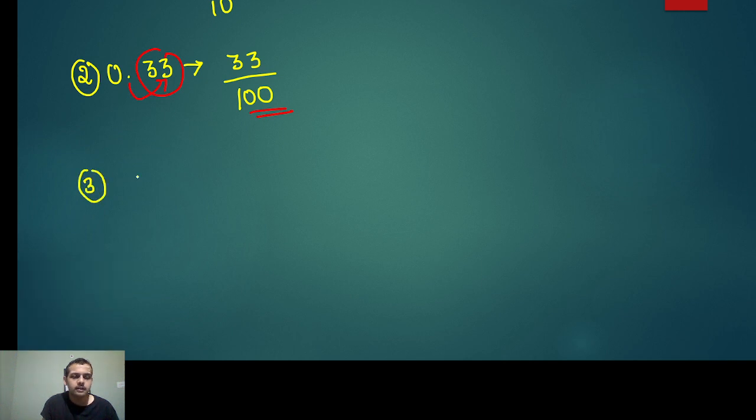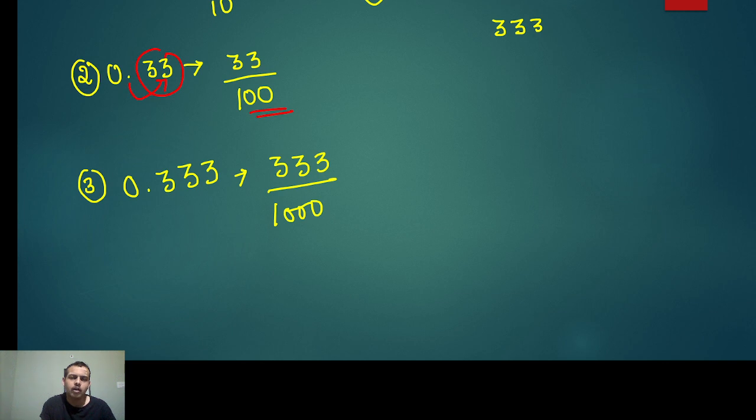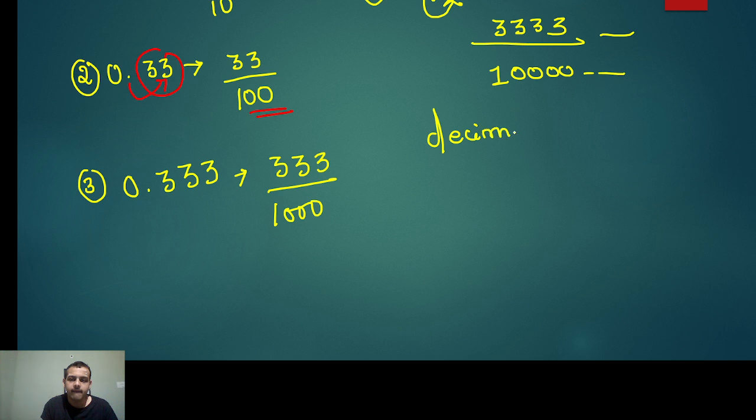Next, third is 0.333. You can write this as 333 divided by 1000. And fourth is 0.33333, up to infinity: however many digits are after the decimal, write that many zeros, 1 0 0 0 up to infinity. This is the concept of the decimal. This helps in solving simplification questions easily.